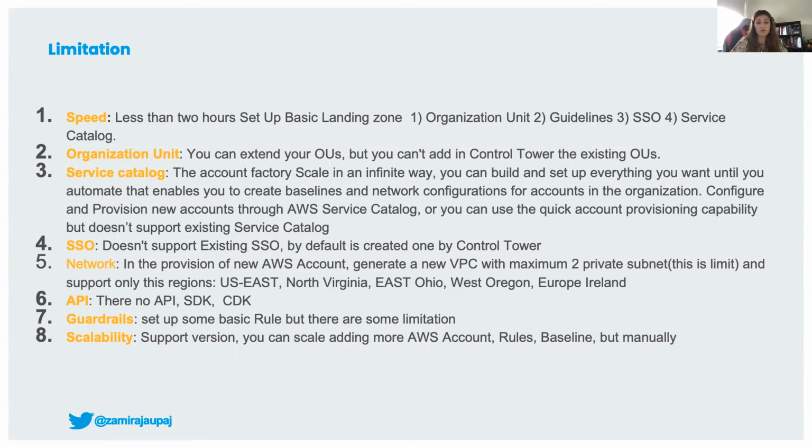About networking, as I said before, it allows you to delete the default VPC, which is super good for security purposes. However, there are some limitations when you design the networking automatically with Control Tower. So you can have only 2 private subnets. If you need more private subnets, you have to go to the specific account and create the networking, either automatically or manually.